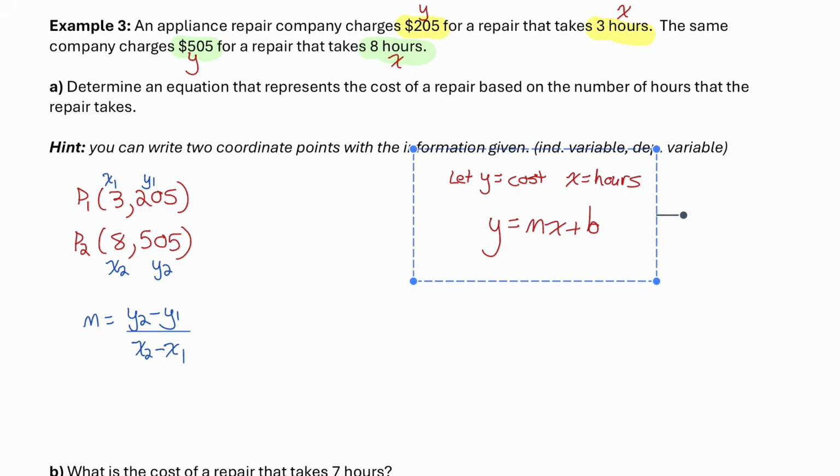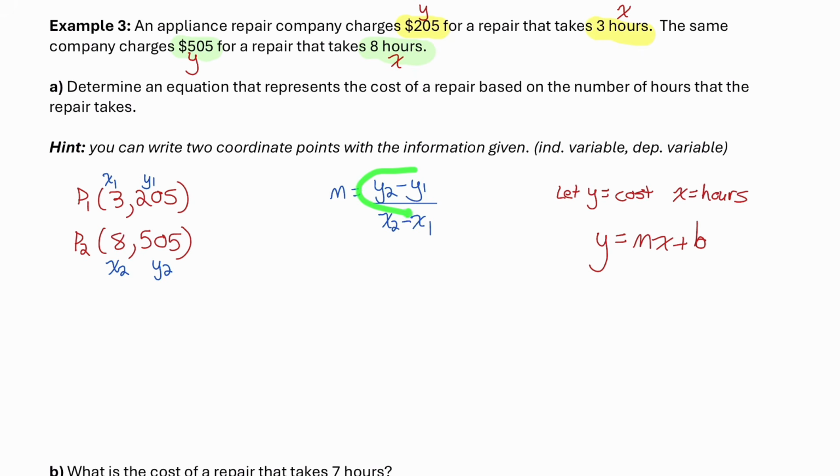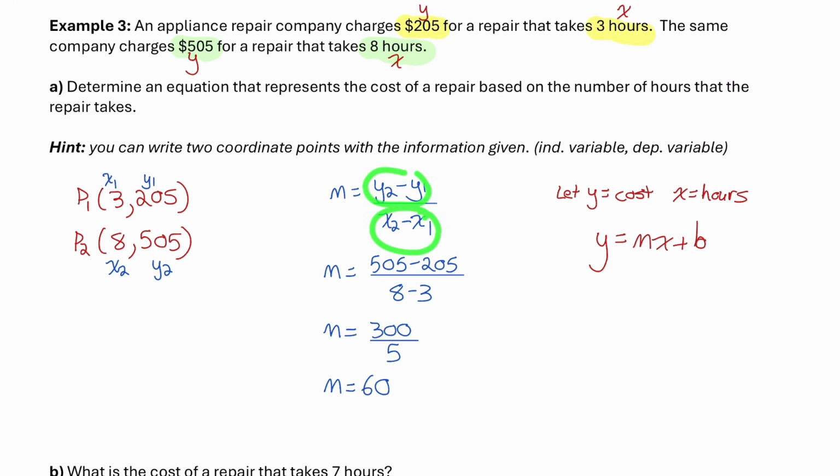Let me actually make a bit of room here. And now I'll sub into the formula: y2 minus y1 is 505 minus 205, and x2 minus x1 would be 8 minus 3. So my slope is 300 over 5, which equals 60. And when we did our slope, what we did was calculate the rate of change. We figured out the change in y divided by the change in x, so the change in cost divided by the change in hours. So we figured out that the rate of change of cost per hour is 60. So it costs $60 per hour. That's our rate of change.